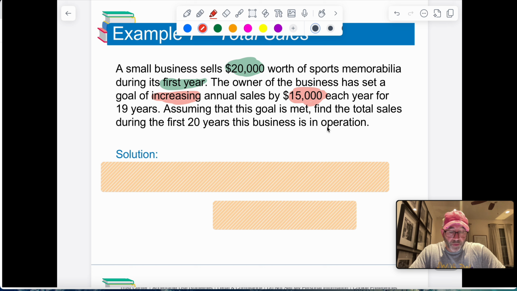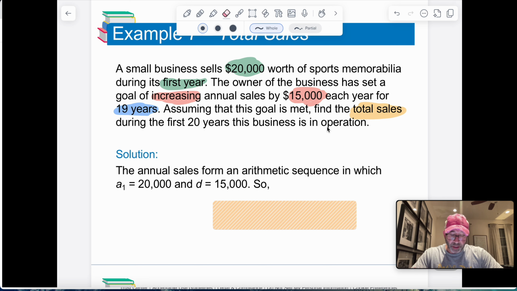So they're giving me more information. They're saying that we're going to do this over the course of 19 years. Assuming that the goal is met, find the total sales during the first 20 years. So they give us another clue here. They're saying, let's find the total sales, which means we're finding the sum. So what does all this look like when we put all this in?